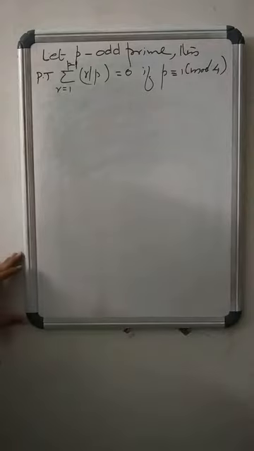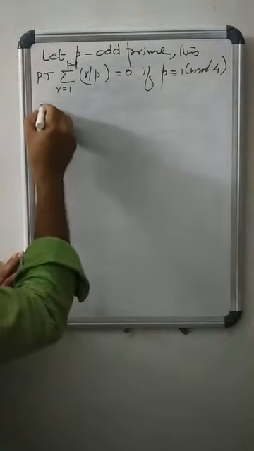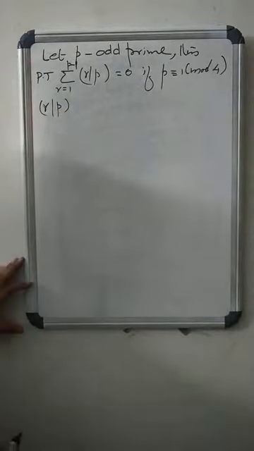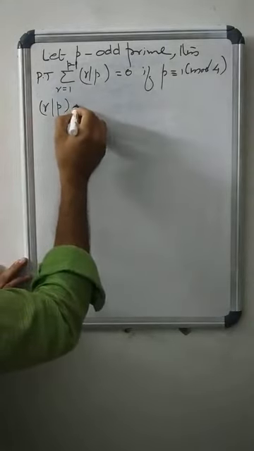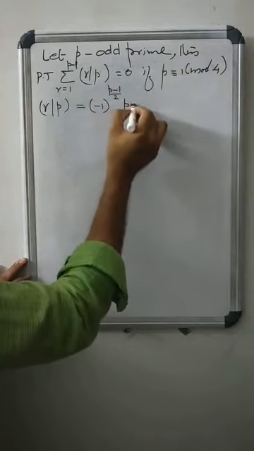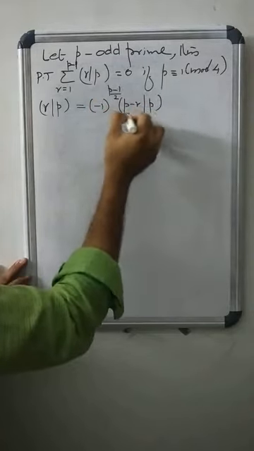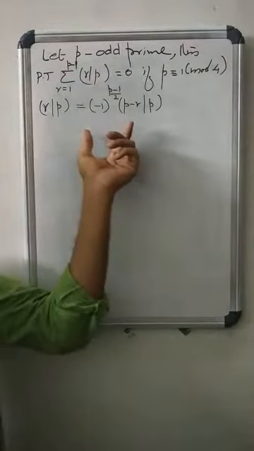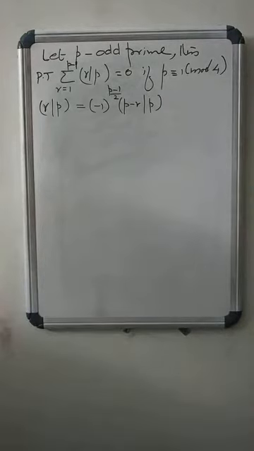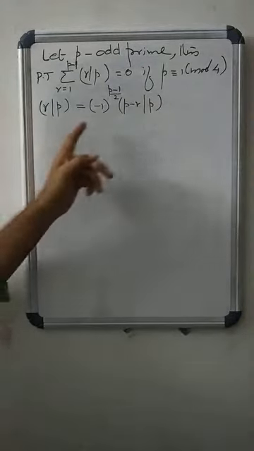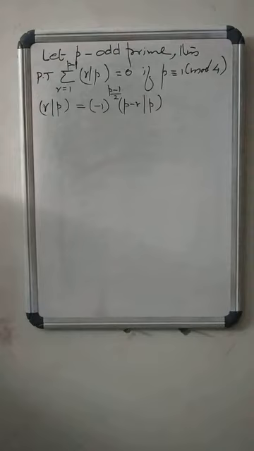Also, since r and p minus r run through the same numbers 1, 2, 3, up to p minus 1, we have (r by p) equals minus 1 power (p minus 1) by 2 into ((p minus r) by p). Why? Because r and p minus r run through the same numbers. Right.